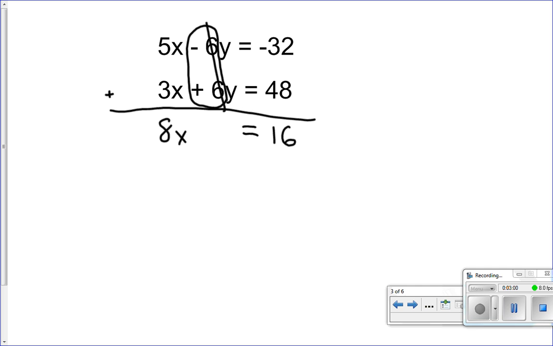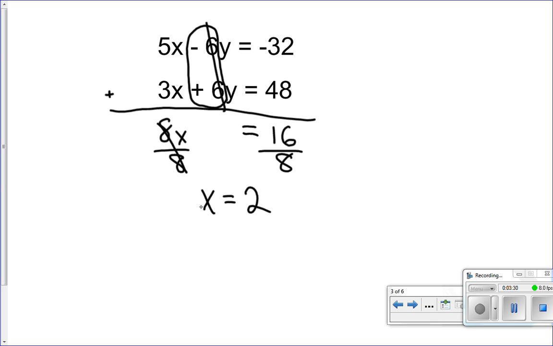And so now that I eliminated my y variable, all I have left is my x. So I need to solve for x. I'm going to divide both sides by 8, and I get x equals 2. I was able to eliminate my y variables because the negative 6 and positive 6 cancel out. I'm combining these two linear equations in my system to solve for x, and the y's canceled out.